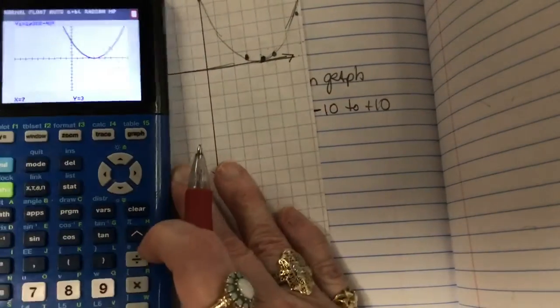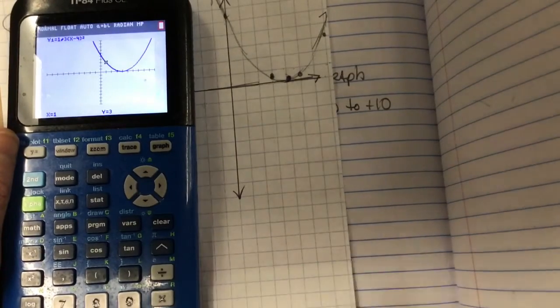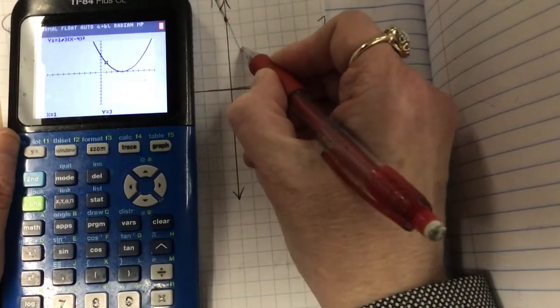And that's another thing you can do. If you need more points to help you draw your graph, just type some in. Do a t-table. Type in 1, and 1 goes up to 3. 1, 1, 2, 3.